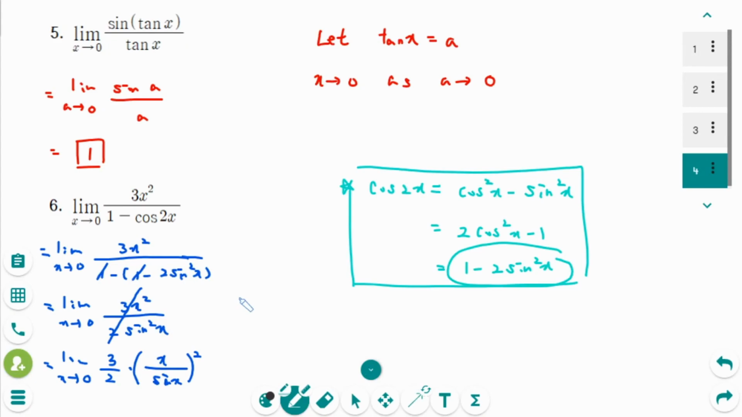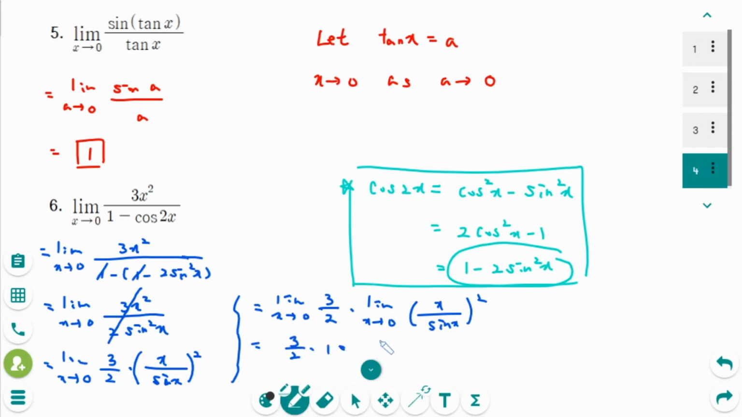Then use the limit law. Limit as x approaches 0, 3 over 2 times limit as x approaches 0, x over sine x squared equals 3 over 2 times 1, which is 3 over 2. This is the final answer.